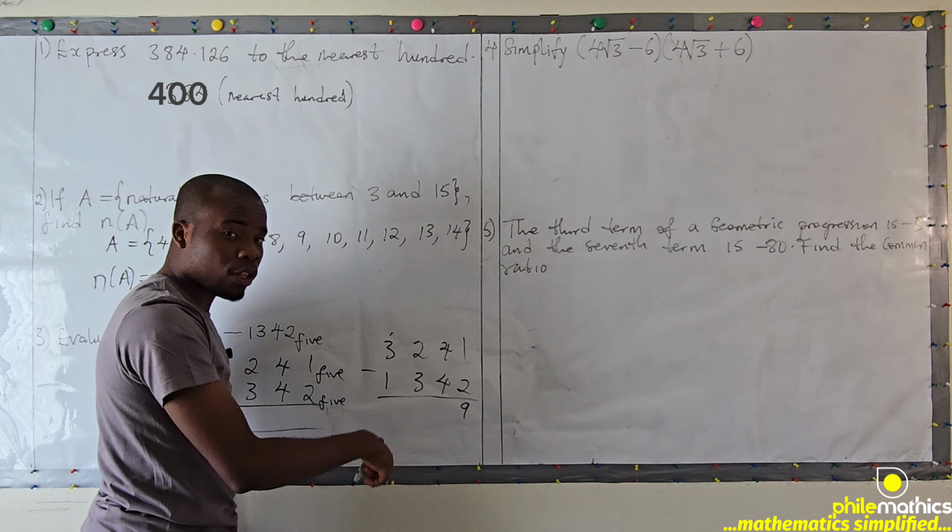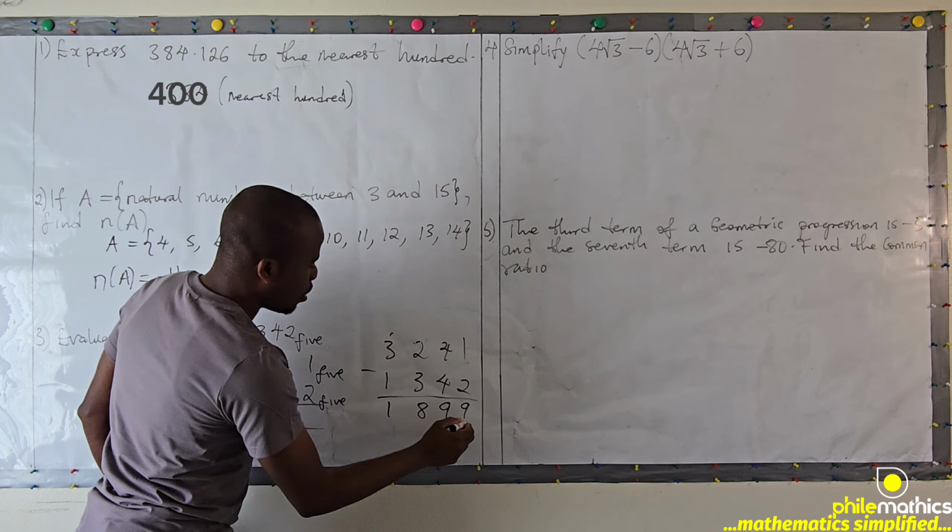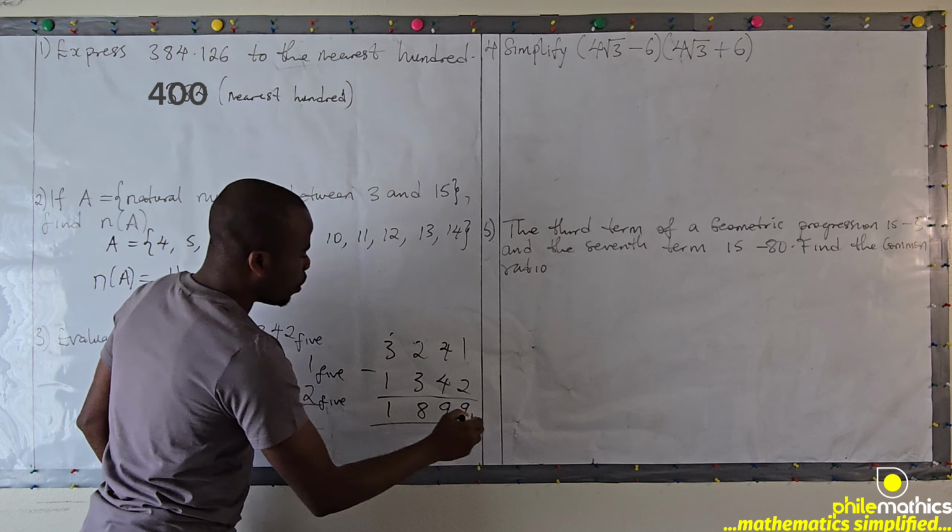Here is remaining 1. 1 minus 3, it cannot. Borrow 1 from here, add it here. Remember, in base 10, when you borrow 1, that 1 is 10. So 10 plus 1, 11. 11 minus 3, 8. Remaining 2 here. 2 minus 1, 1. So this is our normal base 10 calculation.